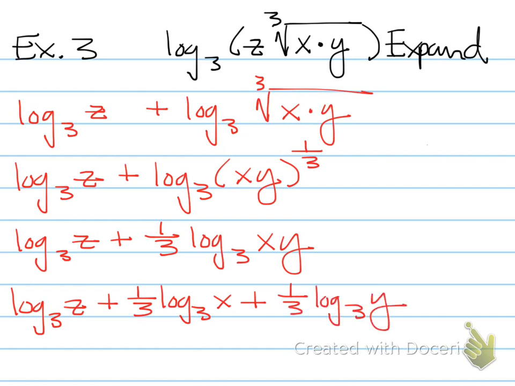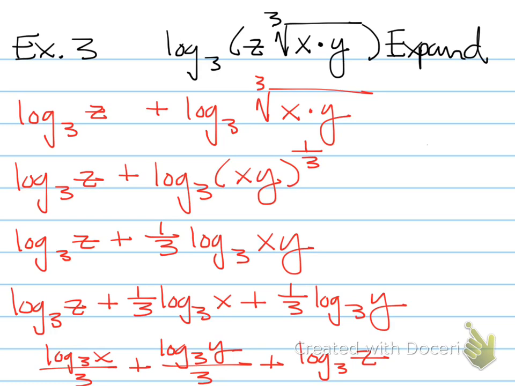And we have the log of the product of two factors. So we can expand that log base 3 of xy to log base 3 of x plus log base 3 of y. And both of them have a 1/3 in the front. We want to put the logs in alphabetical order. So you want to put the x log first, then the y, then the z. So you have log base 3 of x over 3, log base 3 of y over 3, plus log base 3 of z.